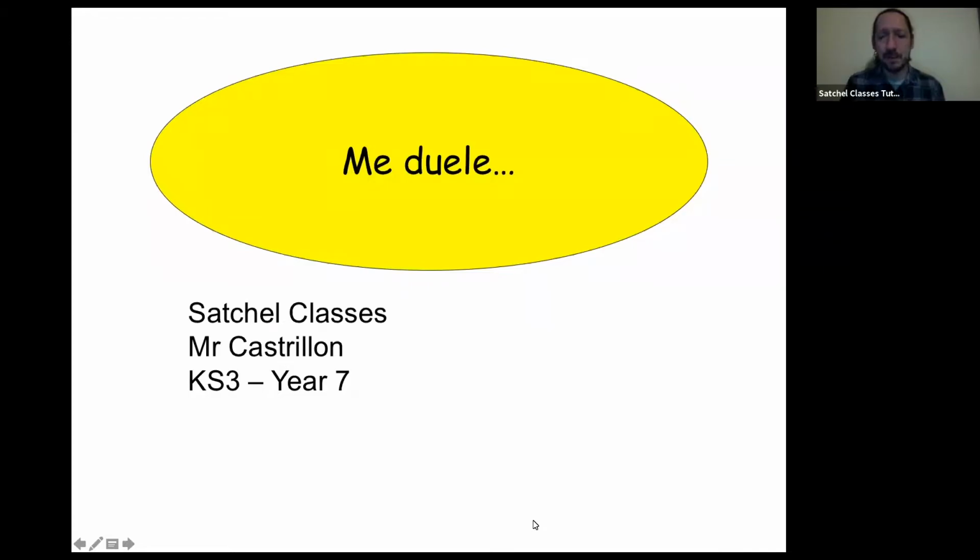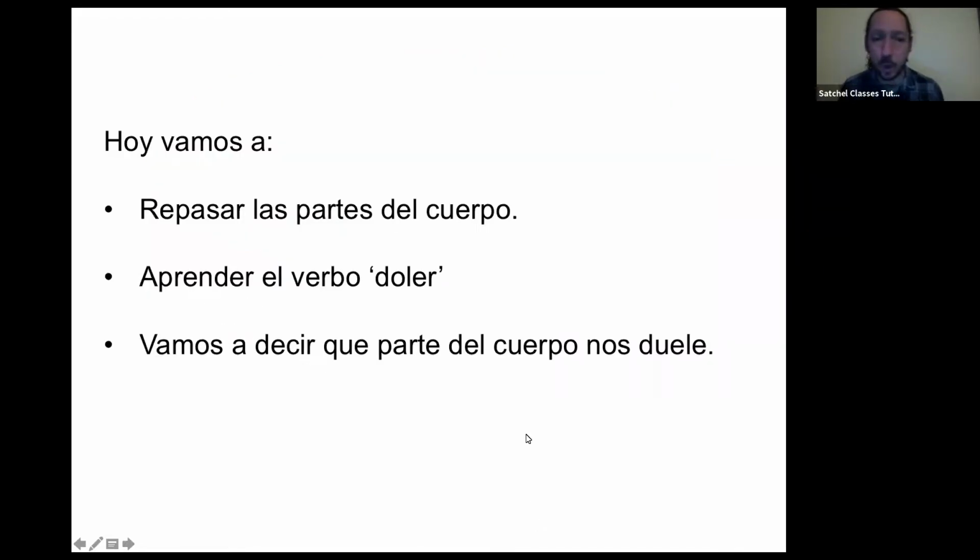Let's have a look at our objectives today. Hoy vamos a repasar las partes del cuerpo. Vamos a aprender el verbo doler. Y vamos a decir qué parte del cuerpo nos duele. I hope you can see lots of new words here. So we have cuerpo, which means body. And then we have doler, which means ache or something that is sore.